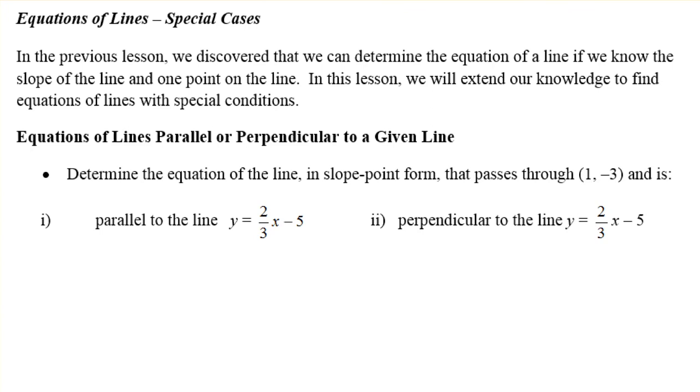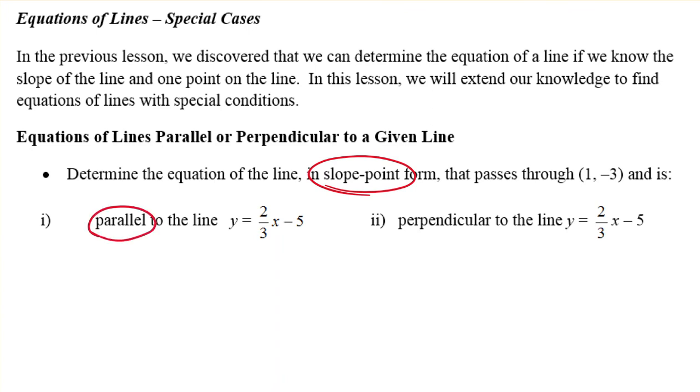It says, determine the equation of a line in slope point form. Good. We're going to have the slope and a point for slope point line form. And that passes through 1 comma negative 3 and is, so for the first one, parallel to this line, and for the second one, perpendicular to that line. So let's just first of all identify some things.